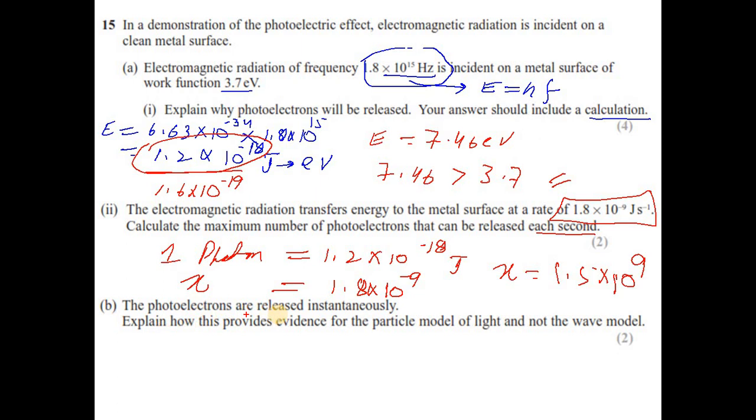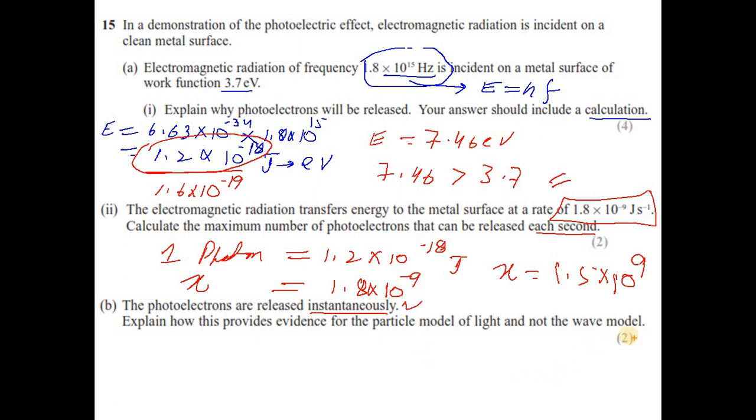The photoelectrons are released instantaneously. Explain how this provides evidence of the particle model of light and not the wave model. The reason is that it is a one-one interaction between photon and electron, and the photon is absorbed by the electron instantaneously. Photon is absorbed. That's why the electron comes out instantaneously.